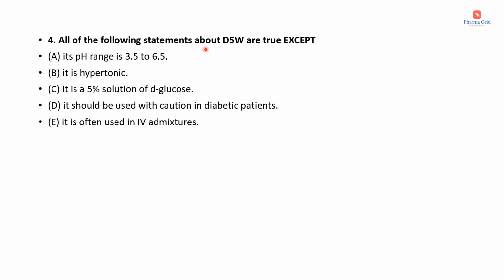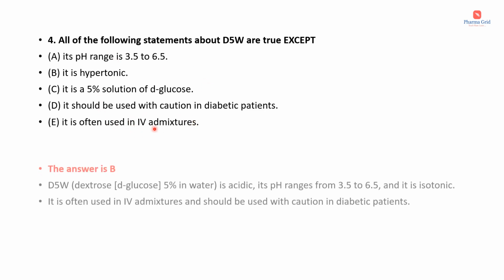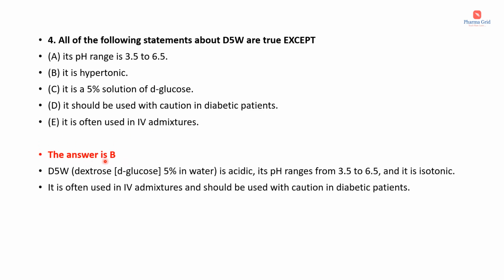All of the following statements about D5W, that is dextrose 5%, are true except: its pH range is 3.5 to 6.5, it is hypertonic, it is a 5% solution of D-glucose, it should be used with caution in diabetic patients, it is often used in IV admixtures. So here we need to find out the statement which is wrong about this dextrose 5%. So the wrong statement is option B, that is it is hypertonic.